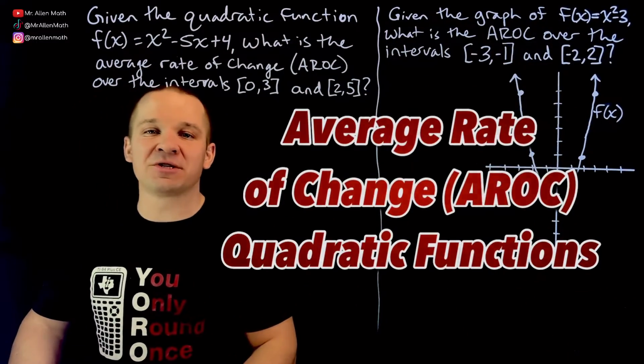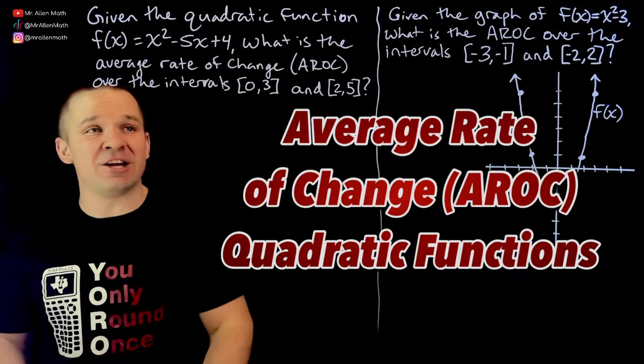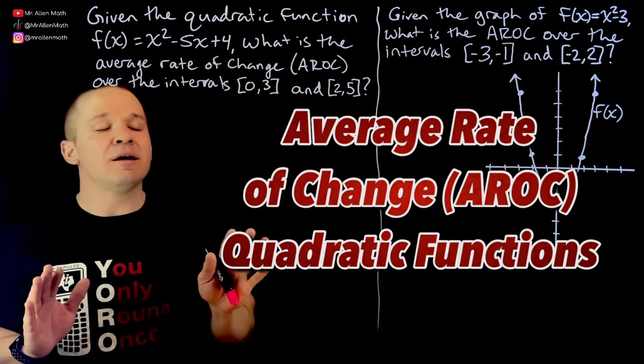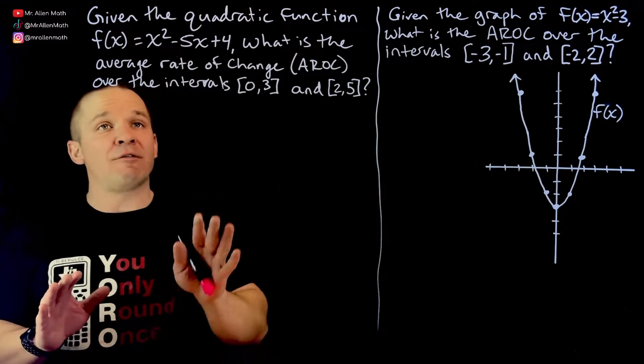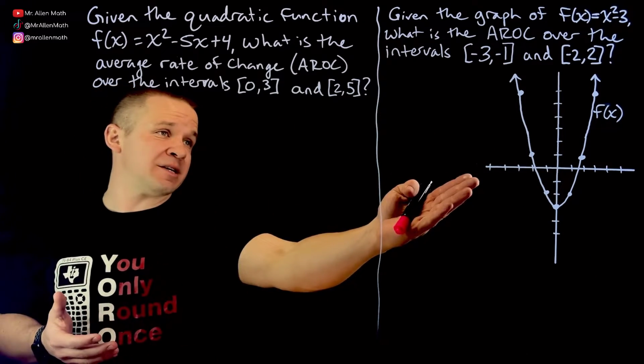Mr. Allen here with some average rate of change, or AROC, as we like to say on the mathematical streets, of a couple different quadratic functions here, and one of them has a graph as well.